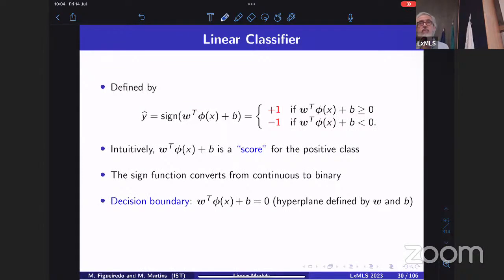And the decision boundary, so the points that are exactly on the boundary, are those for which this score is zero, okay? And if you notice, something that takes the form W transpose phi plus B equals zero is a hyperplane in the space where the coordinates are the components of phi of x. That's why this is called a hyperplane classifier.